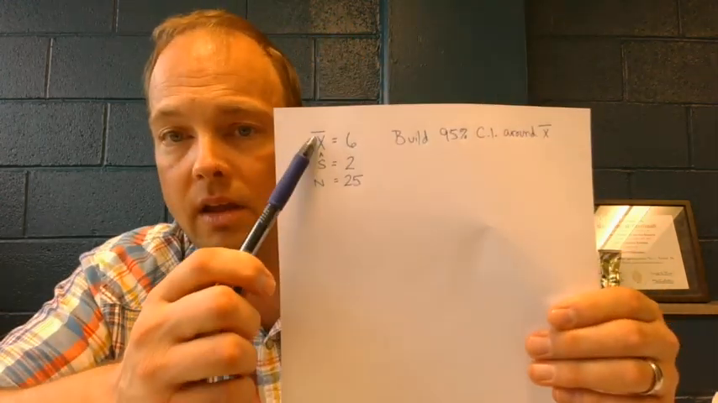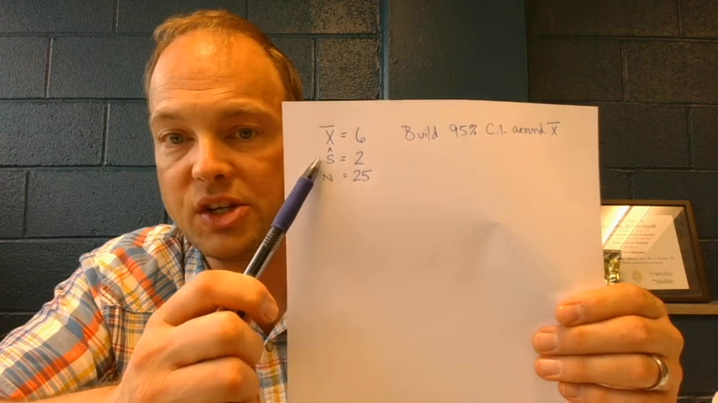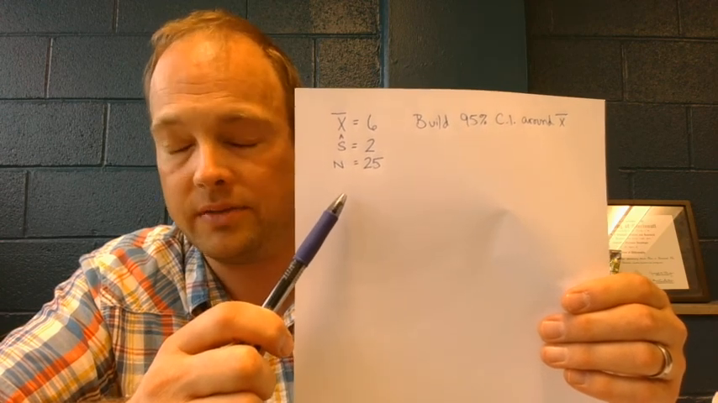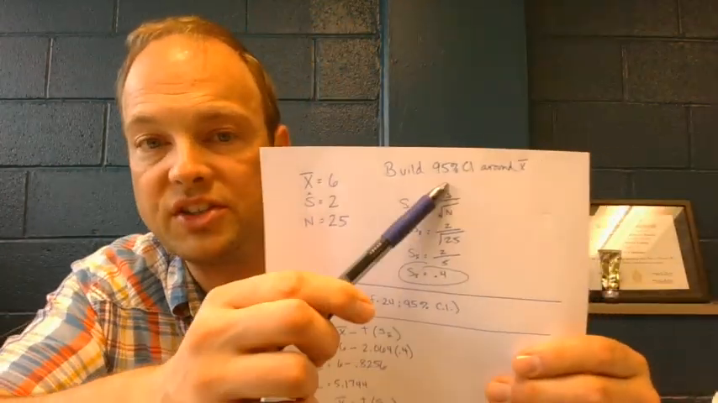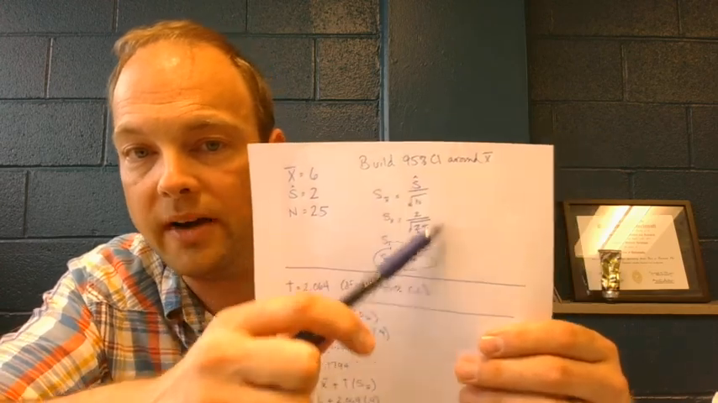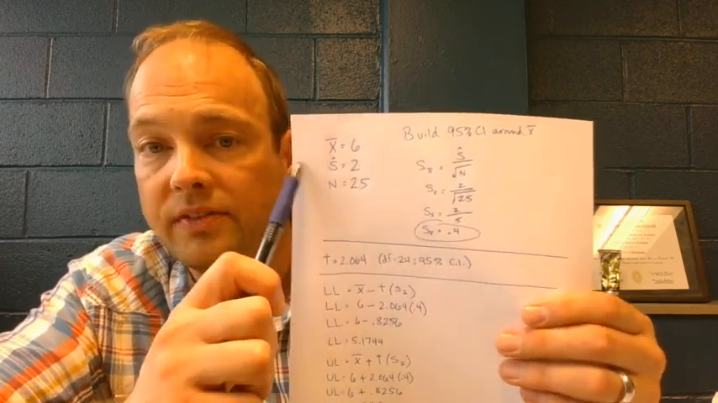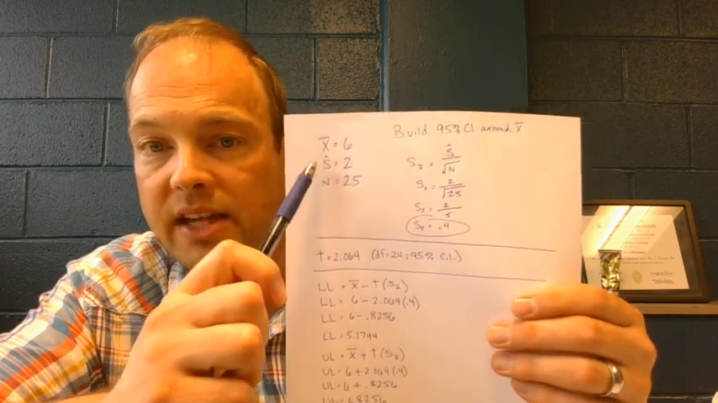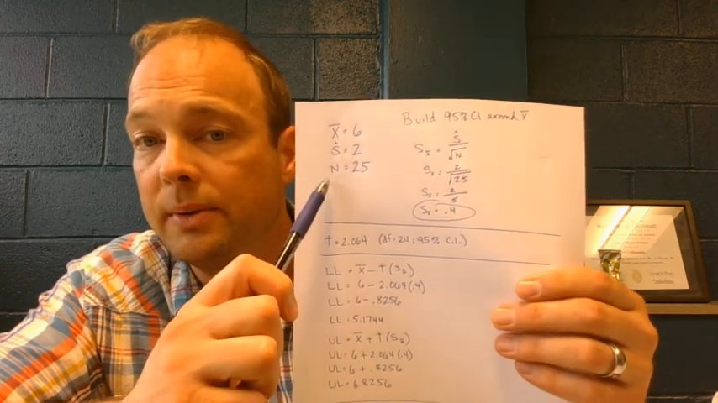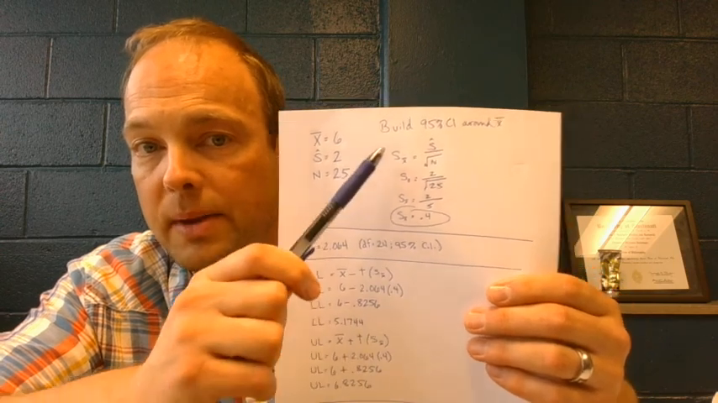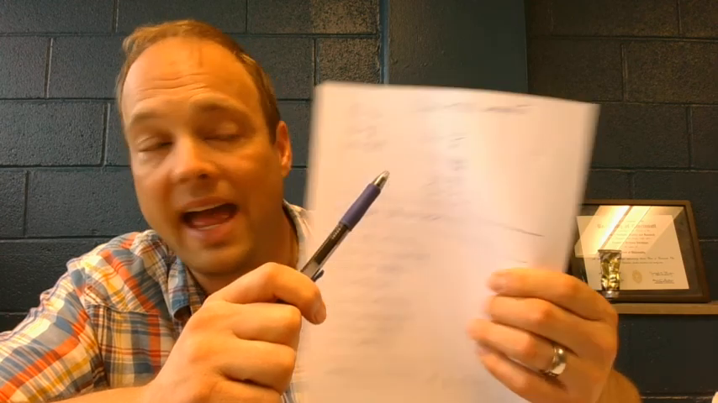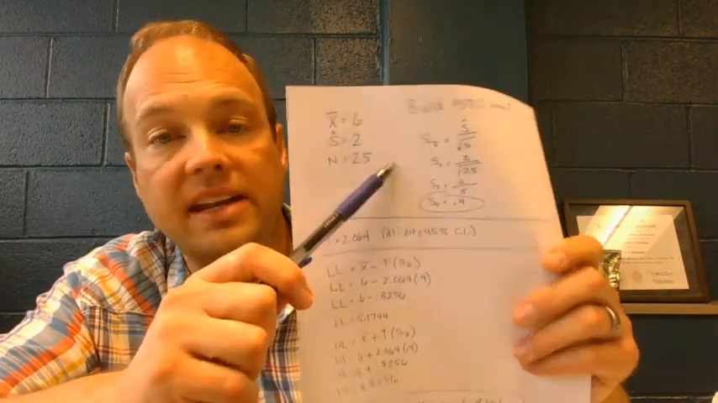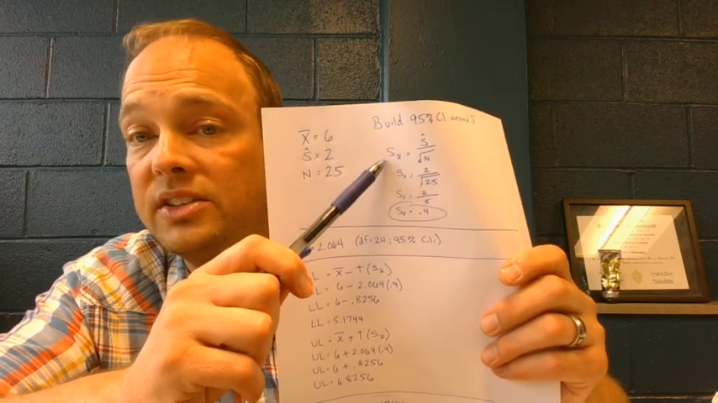So, sample mean of 6, sample standard deviation of 2, sample size of 25, build 95% confidence intervals around that mean. Focus just on this first part right here. What I've done here, I've repeated the same information. The very first thing I did was calculate S sub x bar, the sample's standard error.